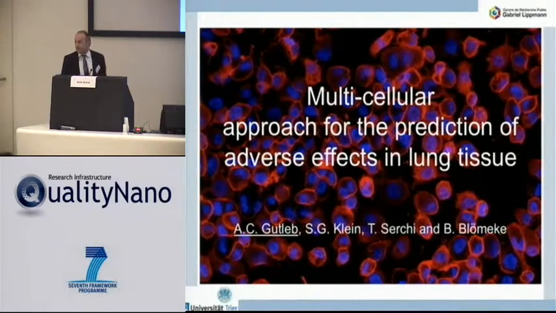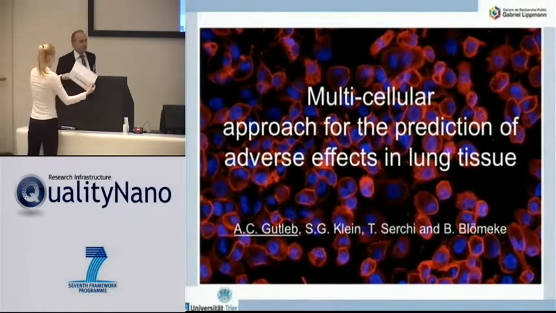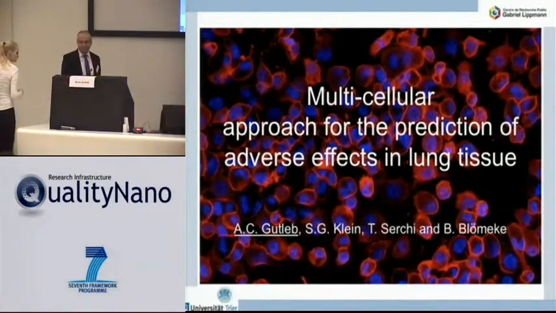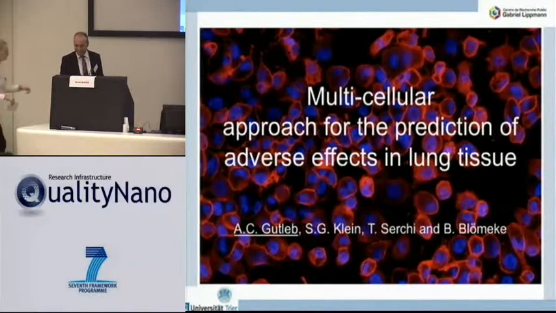About again a barrier issue. We had several of those, in this case alveolar barrier and involving particles in the lung.